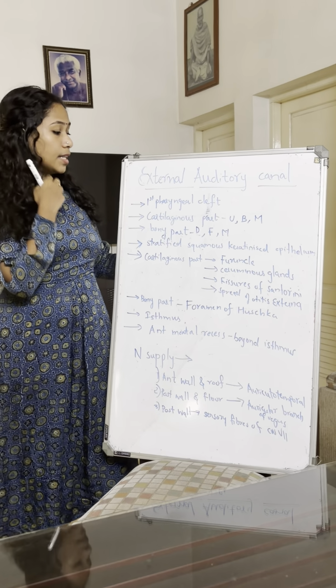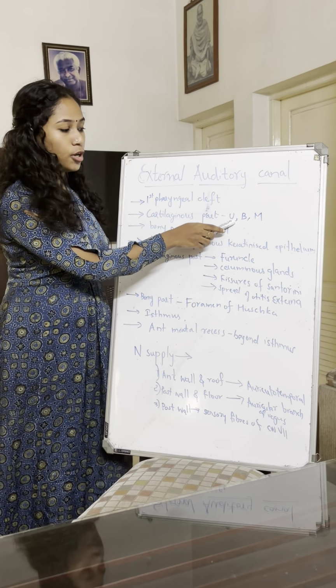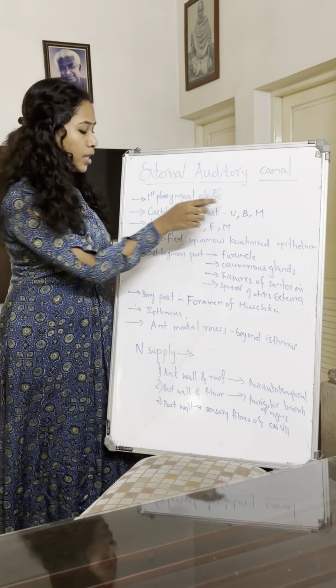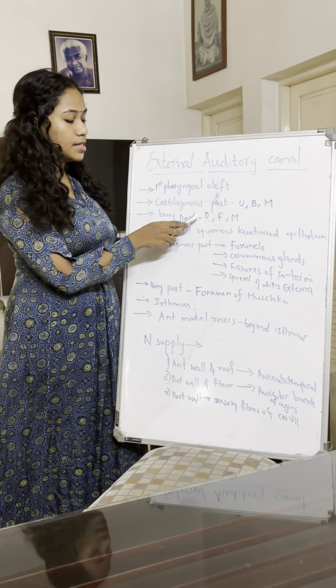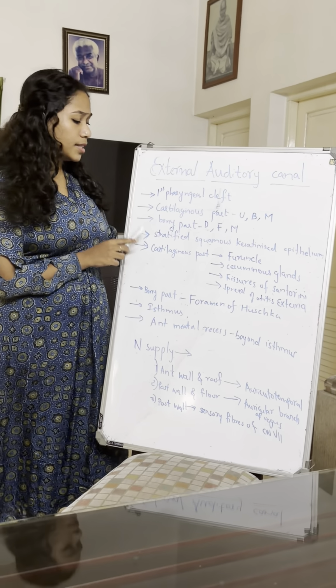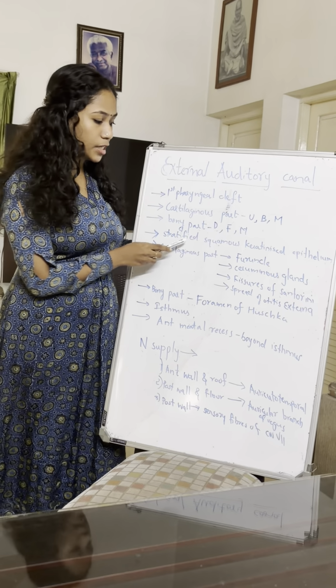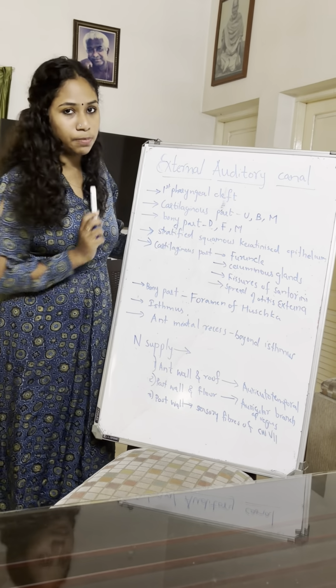Then the direction of the cartilaginous part is UBM, that is upwards, backwards and medially. And the direction of the bony part is downwards, forwards and medially. Then both the cartilaginous and bony parts are lined by stratified squamous keratinized epithelium.